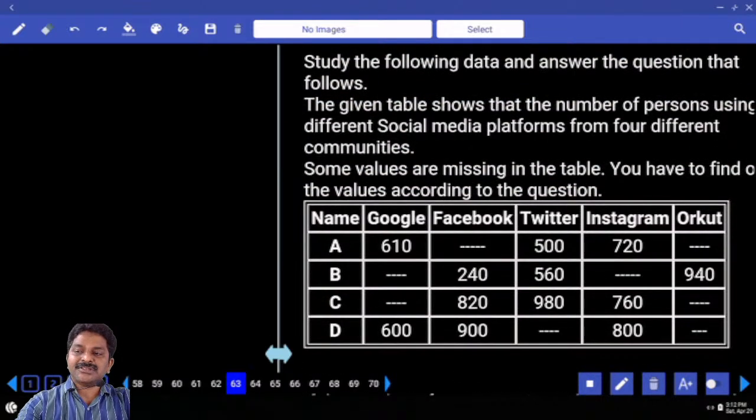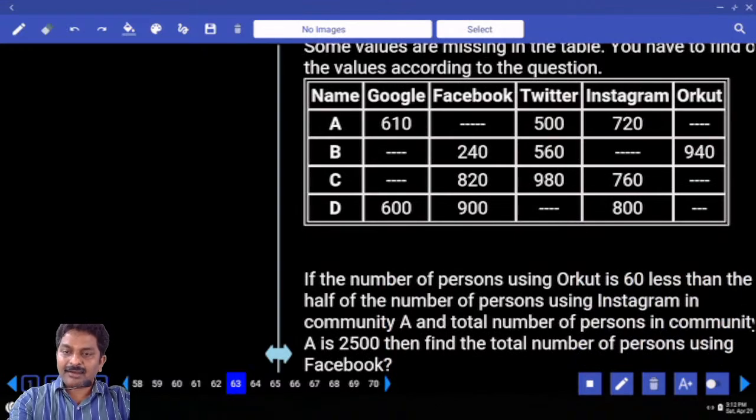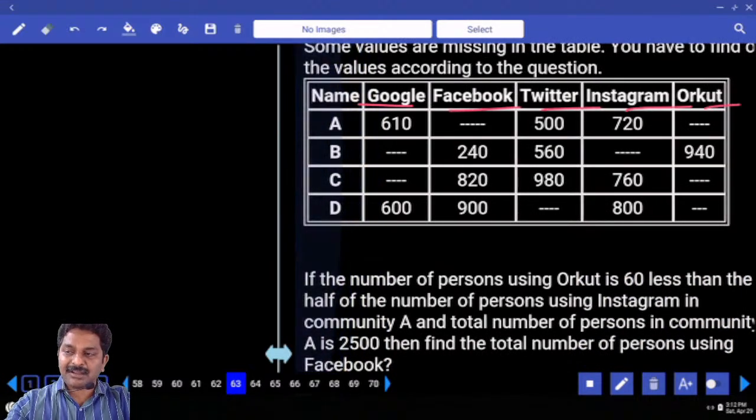The given table shows the number of persons using different social media platforms from 4 different communities. Some values are missing, of course. Okay, now we have Google, Facebook, Twitter, Instagram and then Orkut.